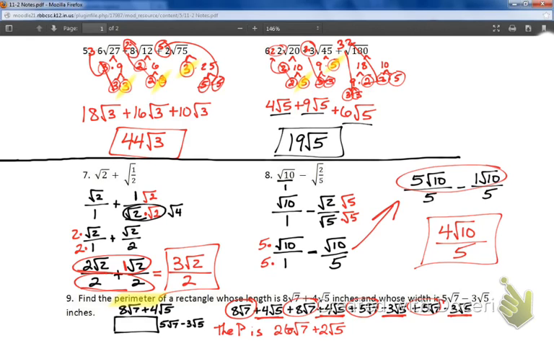26 root 7. I don't know where that extra mark came from. Let me just rewrite that. 26 root 7 plus 2 root 5 inches. Done. All right, not too bad. Hopefully that was pretty easy.